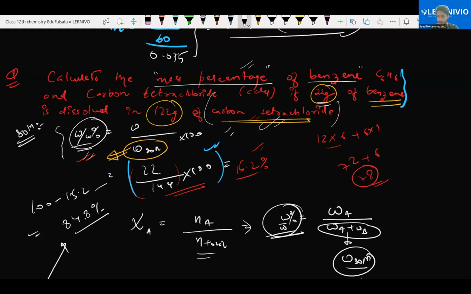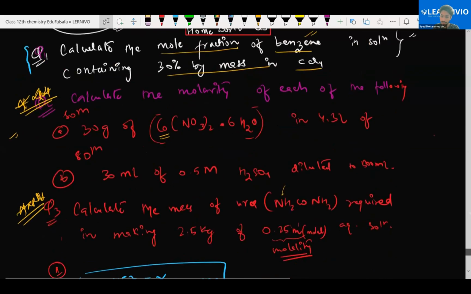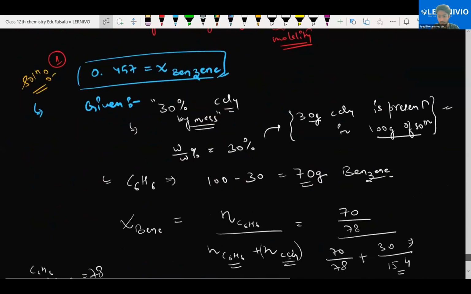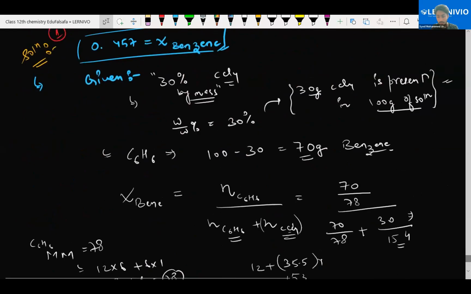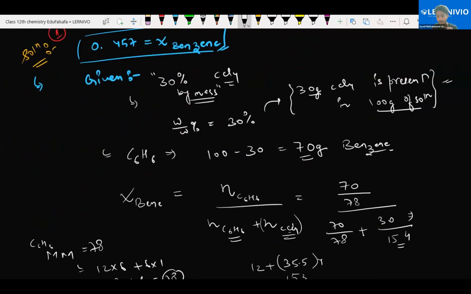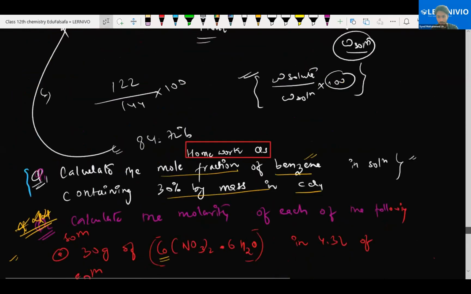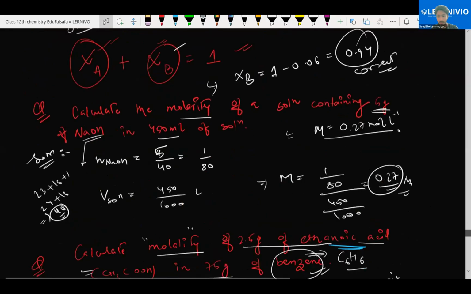But if we are talking about the mole fraction, then our major concern is to find the moles. For the moles, we just need to apply the formula. We are not restricted that benzene should always be the solvent. No, it's not. It only depends on the quantity. If the quantity changes, we just change the basic formula which is given to us. Understood or not?